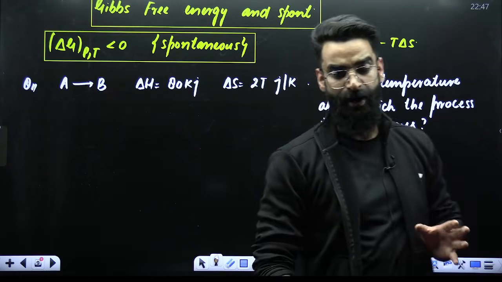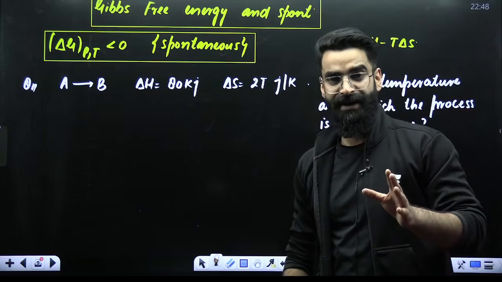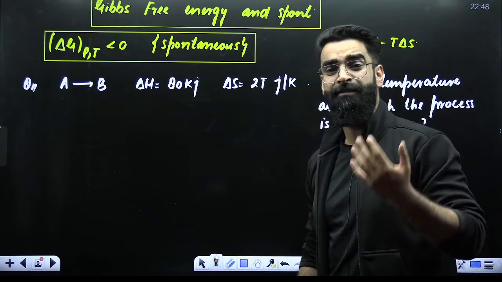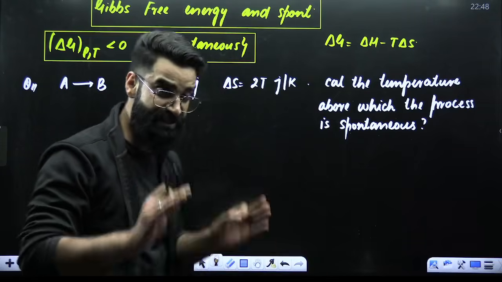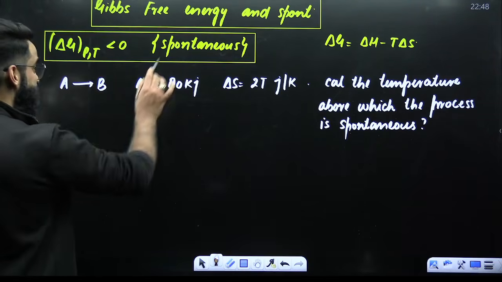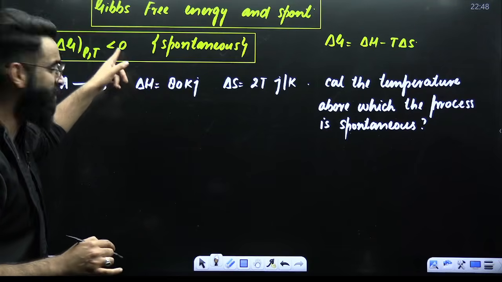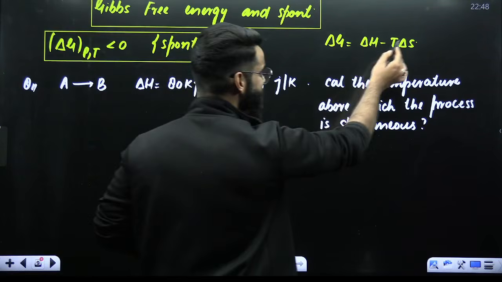One more question based on your delta G, Gibbs free energy. My dear students, there is a question asked wherein you have to check at what temperature the process is going to be spontaneous. Now, first of all, you should know for any process to be spontaneous, delta G for the system at constant pressure and temperature has to be negative. And delta G means delta H minus T delta S.